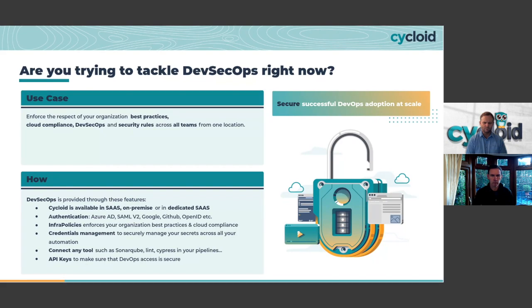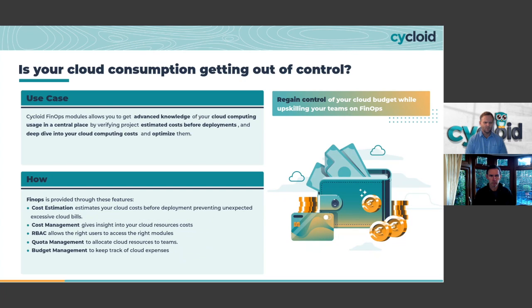And finally, you have an infra policy module enforcing best practices and security rules for your whole organization. The last piece that we have here is about FinOps. I mean, it's about cloud consumption and how your budget can get out of control.